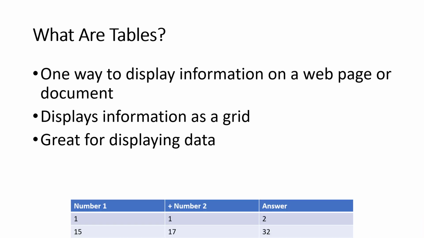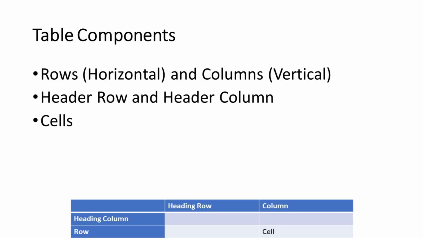Tables are a way to display information. Specifically, tables are used to display information in an organized way to make it easier to read. This can be a great way to display a data set on a page. A table is made of rows, horizontal, and columns, vertical. This gives the table its grid-like layout.